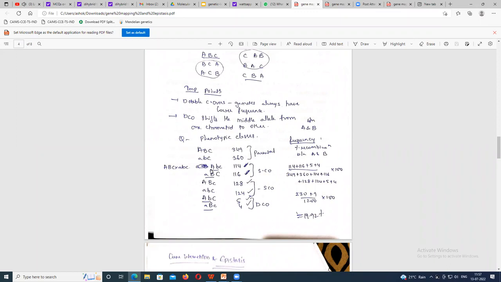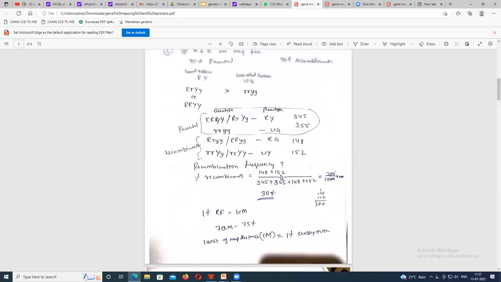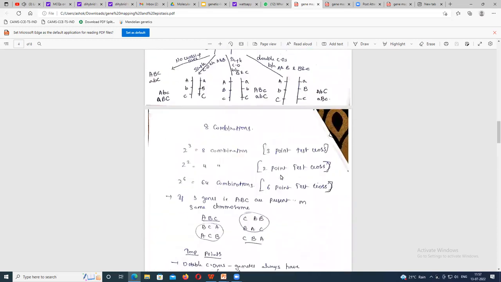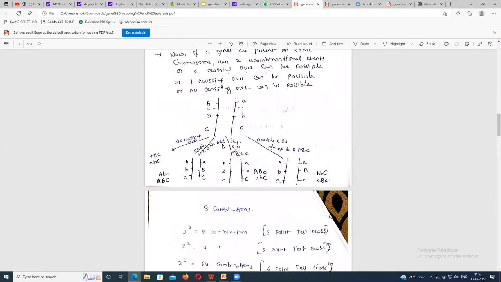So this is the genotype. They will give this also: capital A, small b, small c, and small a, capital B, capital C. So here, where did the crossing over occur? Between the A and B genes. Yes or no? Single crossover between A and B.